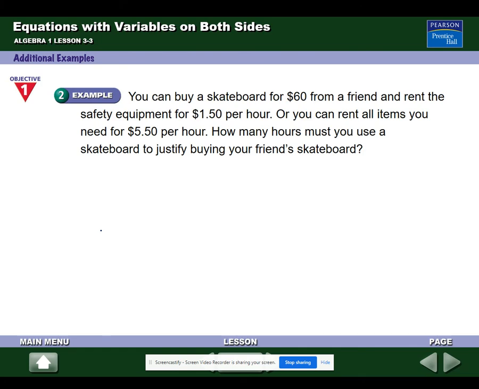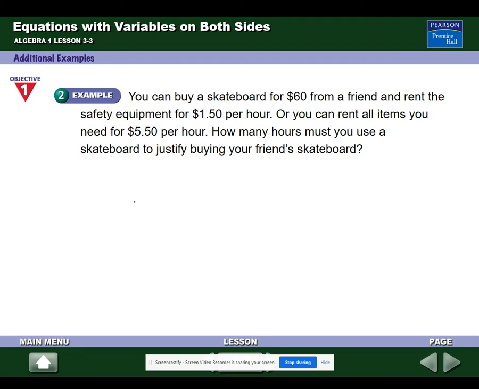This one says you can buy a skateboard. You see how they're trying to make this real for you? Hey, it's skateboards, man. Bro, we're talking about skateboards. It's real now. Anyway, you can buy a skateboard for $60 from a friend and rent the safety equipment for $1.50 per hour, or you can rent all the items you need for $5.50 per hour. How many hours must you use a skateboard to justify buying your friend's skateboard?